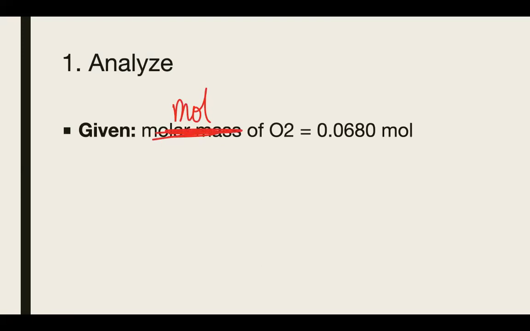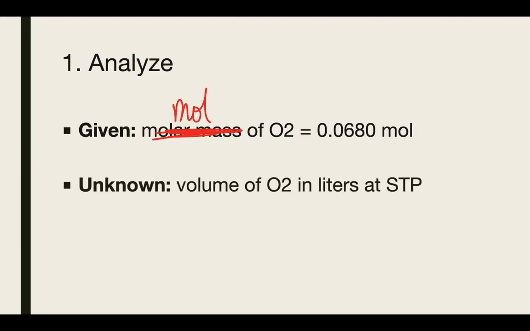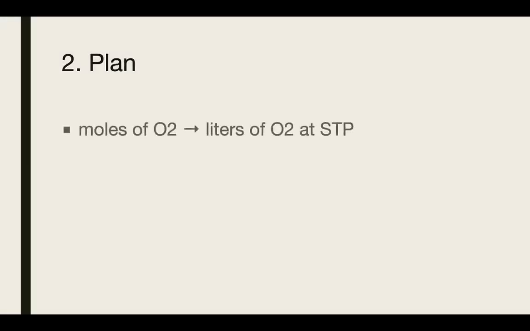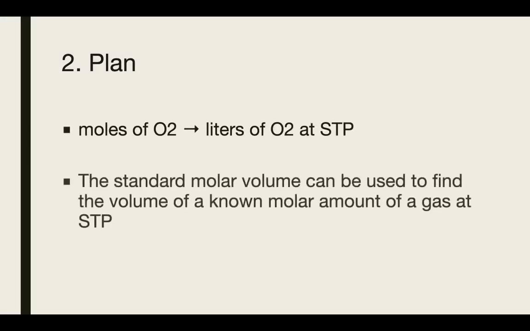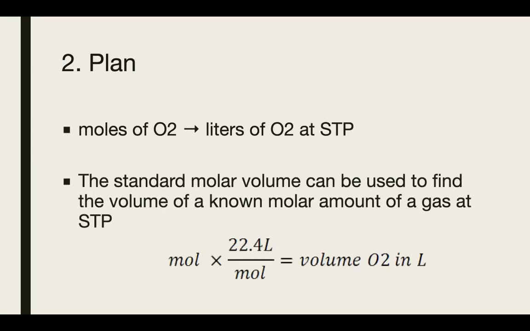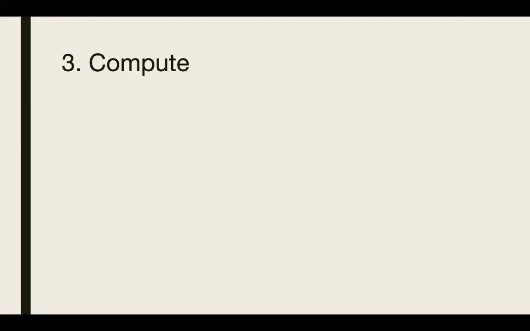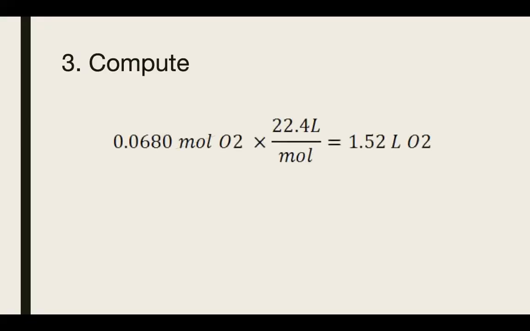We're given the moles of oxygen, which is 0.068, and we want to know the volume. Because it is at STP, we can use standard molar volume. Again, because it is at STP, we can use 22.4 liters per mole. So then we just plug in the numbers, and of course we cancel our units, and we get 1.52 liters of oxygen.